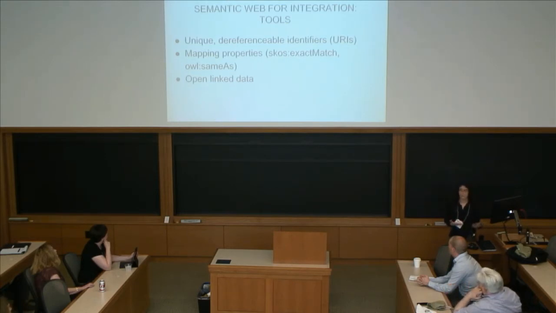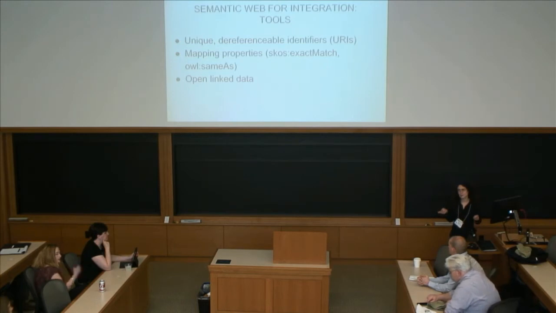We're using two properties. SKOS exact match, which is a property where if A has an exact match to B, the reasoner will infer that B has an exact match to A. And if A has an exact match to B and B to C, then A has an exact match to C. You can see the utility of that when you're mapping across vocabularies.